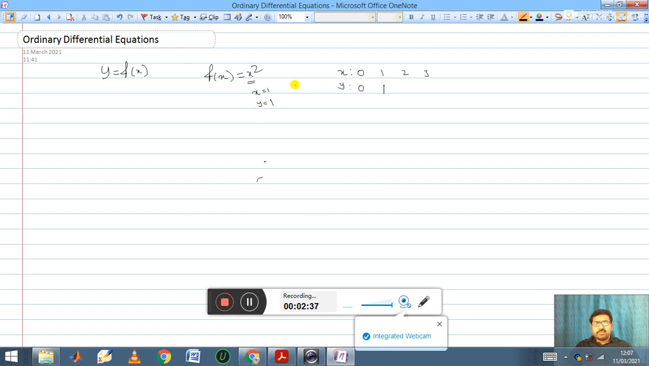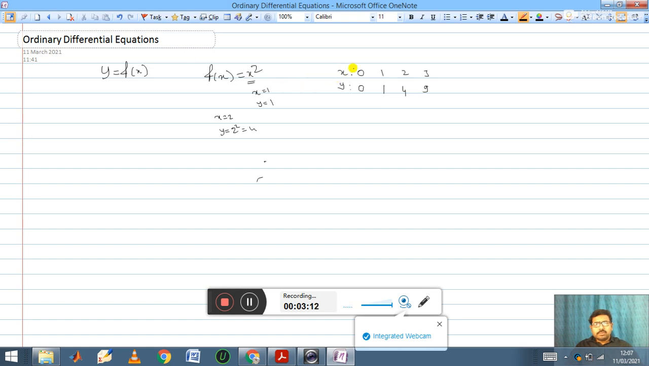Then when x equals 2, y is 2 square, which is 4. Similarly, when x is 3, the y value is 9, since 3 square is 9. So we used the x values 0, 1, 2, 3 and we got the y values 0, 1, 4, 9. This is related to the function x square.